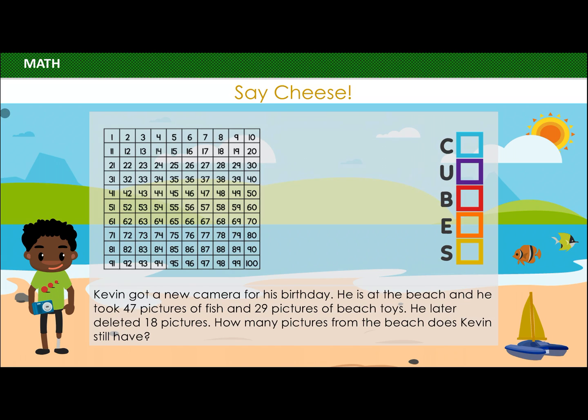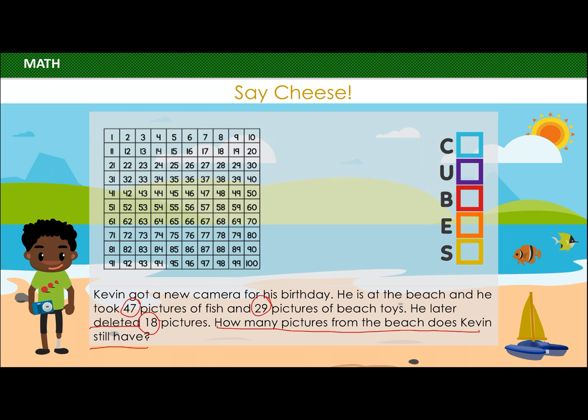All right, for the next problem, let's read it to find out what we're going to be doing, and then maybe we'll use our number line to help for this one. So Kevin got a new camera for his birthday. He is at the beach. He took 47 pictures of fish and 29 pictures of beach toys. He later deleted 18 pictures. How many pictures from the beach does Kevin still have?